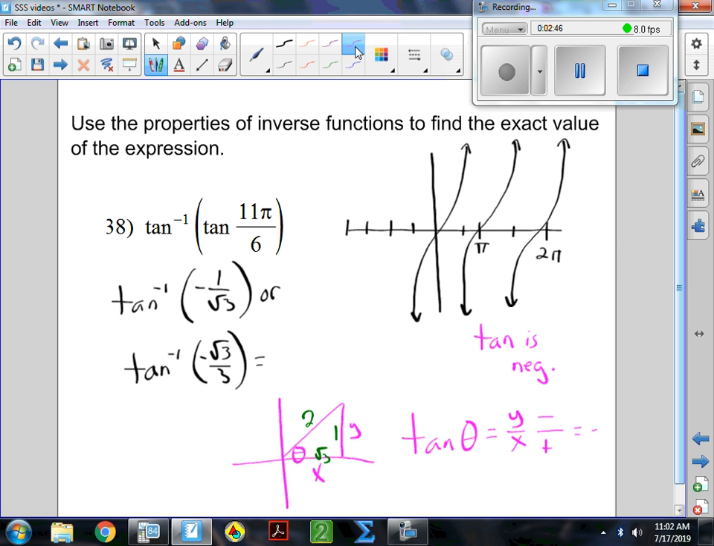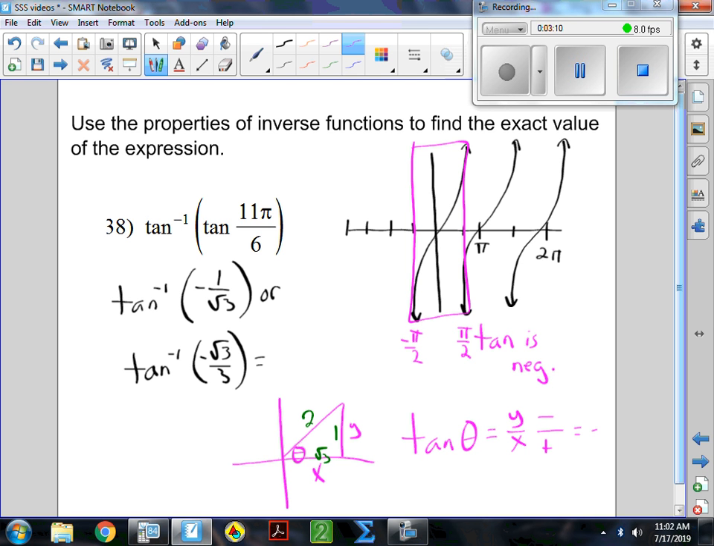But the tangent graph is restricted to be between negative pi over 2 and pi over 2. So that way the inverse on that domain is a function from negative pi over 2 to pi over 2. In this section, the tangent graph passes the vertical line test and the horizontal line test.